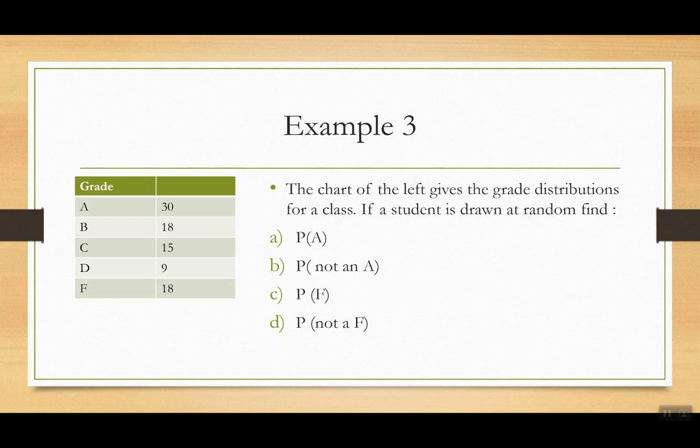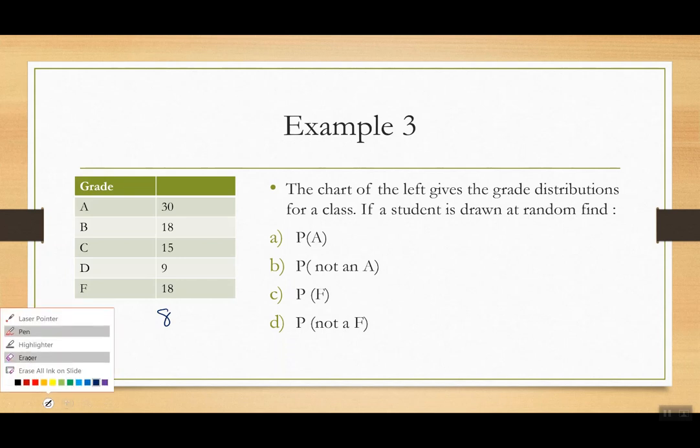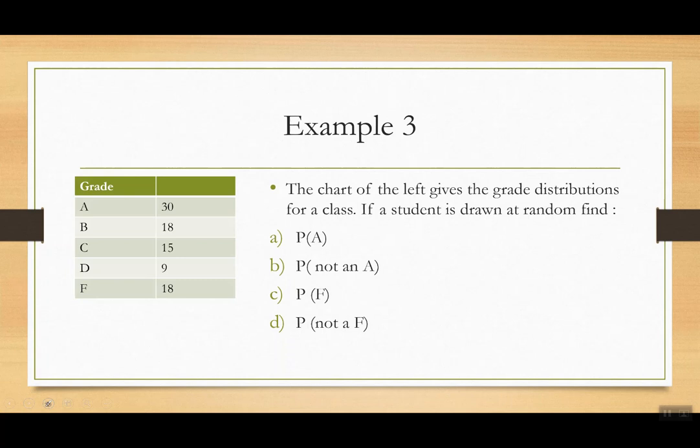That gives me a total. Oops, I hit the wrong button. That gives me a total of 90. Okay, I can write total in there. All right, now we know our total, we can start doing the probabilities.